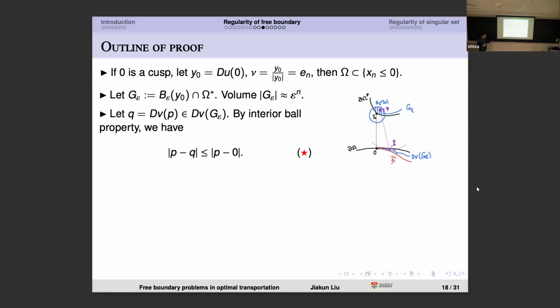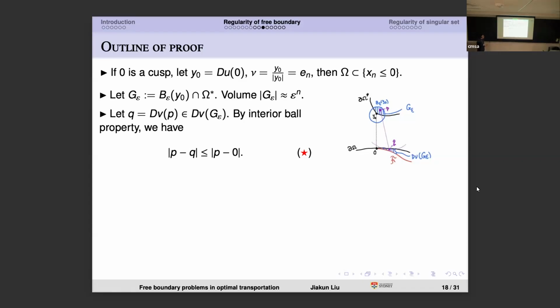Because it's optimal transport, we have the balance condition. If the volume here is epsilon to the power n, the volume in the pre-image should also be epsilon to the power n, okay, by using the balance condition. And now we are trying to estimate the volume of the pre-image.